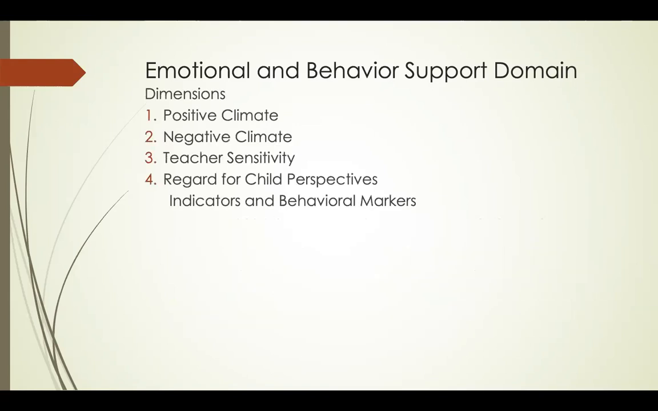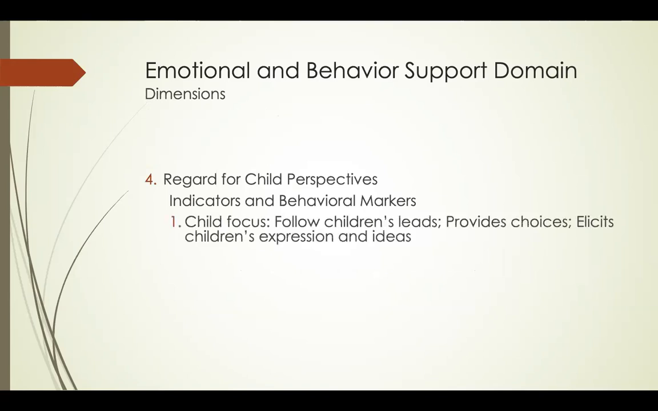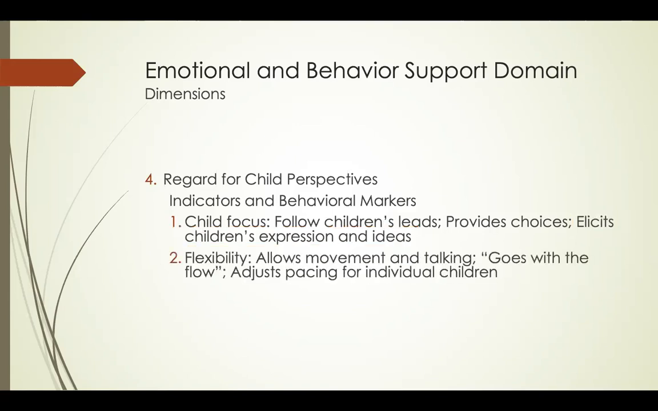Okay, and then the fourth one is regard for child perspectives. And the indicators here, we have child focus, so eliciting children's expressions and ideas. So this is where things like the child can choose the book for story time. The children can choose the songs that are coming up. You're doing an art activity, they have choices in colors, etc. So that it is child focused and it's following the children's lead. We want to hear the teachers asking what do they like and giving that to them.